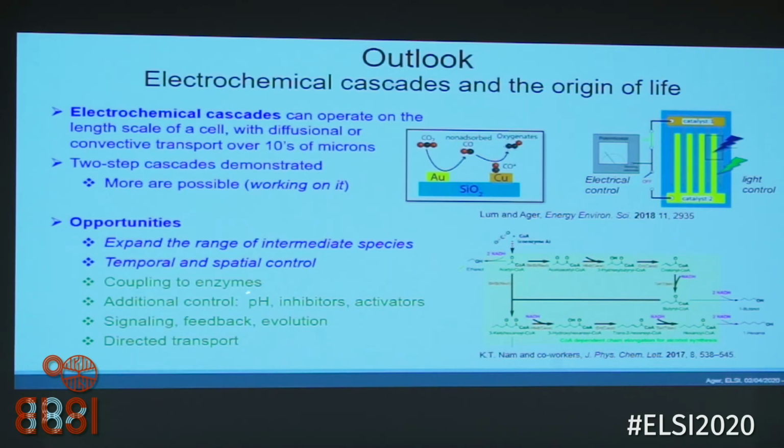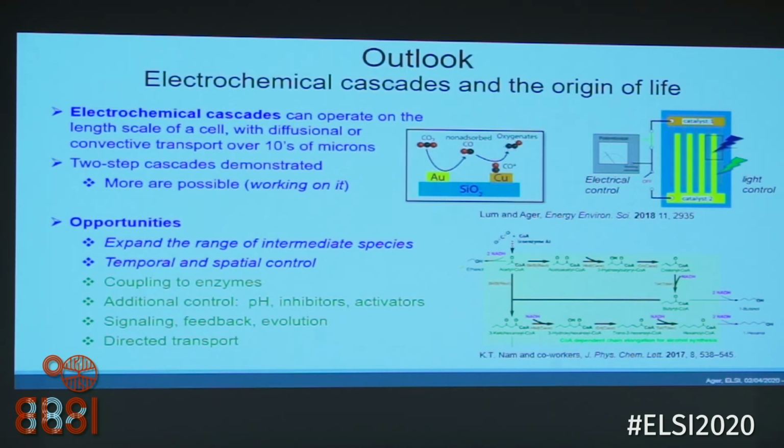The additional control. We know that our active site is pH dependent, but we haven't been able to really control that to get the results we want. Natural systems have inhibitors, activators. We haven't demonstrated any of that in the electrocatalysis that I've talked about, although I see no reason why we can't. I talked about what signaling, feedback, and evolution would be like if we were able to harness it. I think these are very interesting directions.